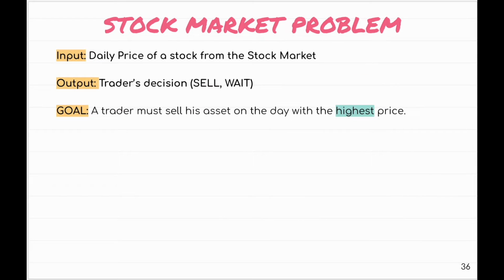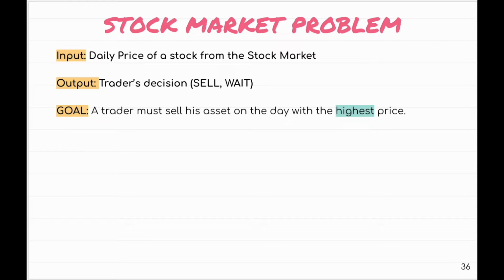Okay? So here's a concrete example. It's called the stock market problem. So the input here is the daily price of a stock from the stock market. So for example, it could be a particular share na nagbabago ng price per day. Okay, so per day you can get information about its actual price. Ayan. So to simplify further, daily na lang no yung price natin, although you can further discretize it to every hour, every second, and so on.